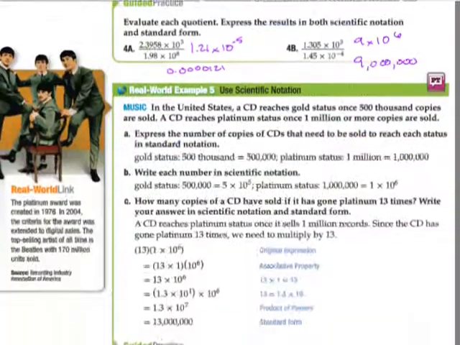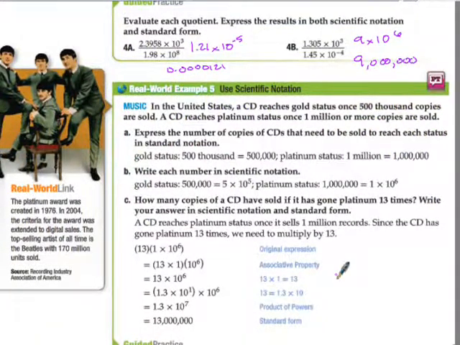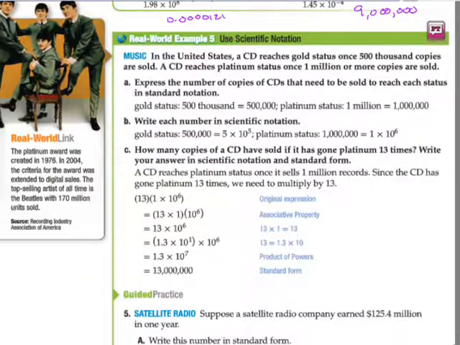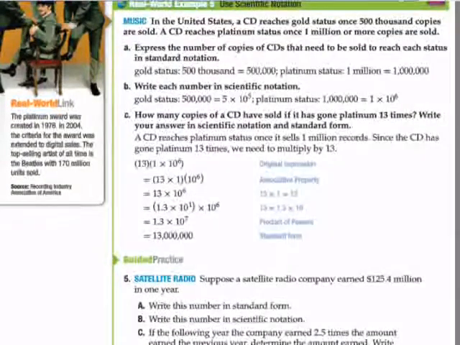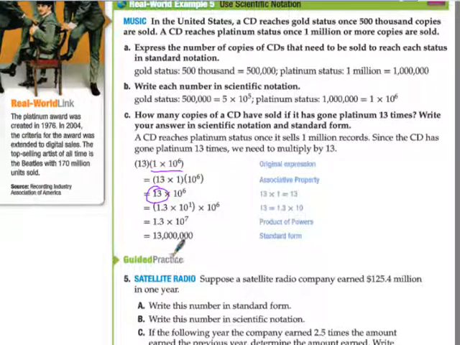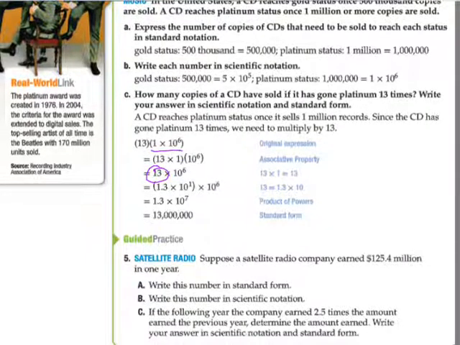Okay? Scientific notation is really useful in real-world problems because it lets us, again, talk about really big numbers in a really simplified way. So the problem here is that in the United States, a CD reaches gold status when it's over 500,000 copies. Platinum is over 1 million. So we express those numbers in scientific notation. And then we can talk about how many copies a CD has sold if a CD has gone platinum 13 times. So it would be 13 times 1 times 10 to the 6th, which becomes 13 times 10 to the 6th, but 13 is not between 1 and 10, so we change that, so it's 1.3 times 10 to the 7th. Okay, pretty simple stuff.